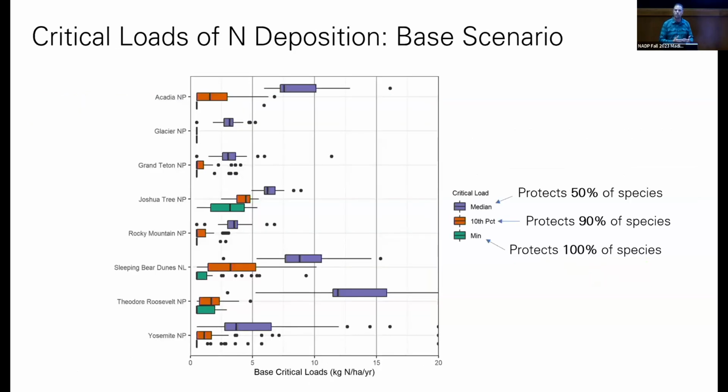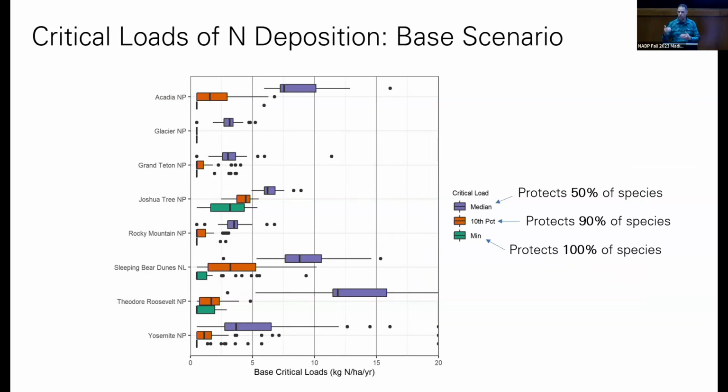So these are the critical loads of nitrogen deposition under the base climate scenario. Each individual box and whisker plot represents the critical load for a given map class for a given park. There are 3 different types for each park. We'll talk a little bit more about how we develop these. There are different types of critical loads that we generated for each park.